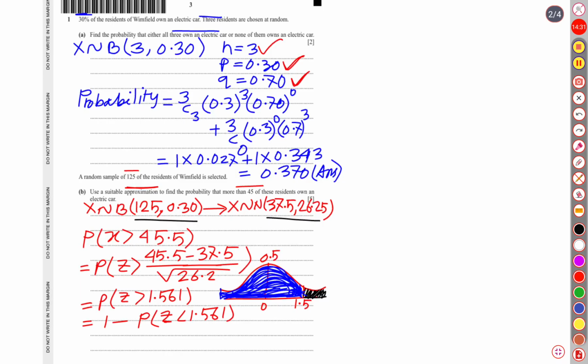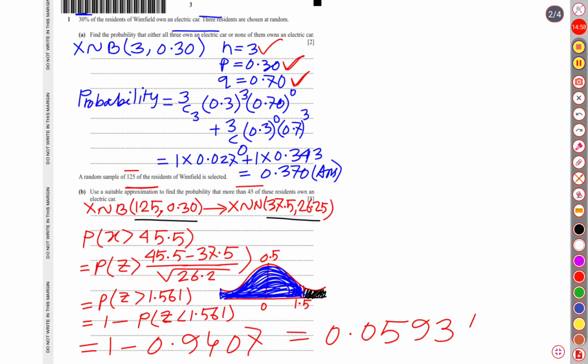1 minus 0.9407. If we do the subtraction, we will get 0.0593. 0.0593 is the result if we round it to three significant figures.